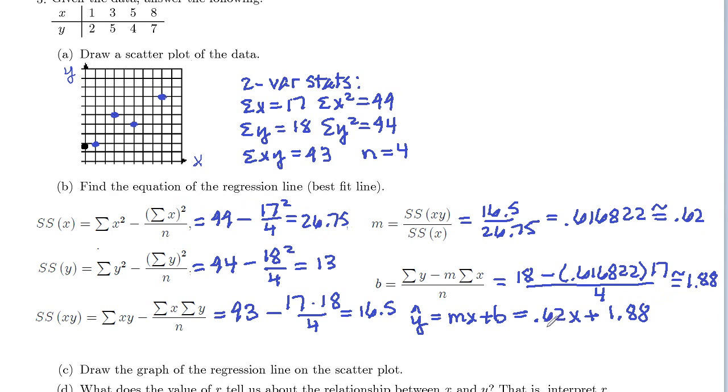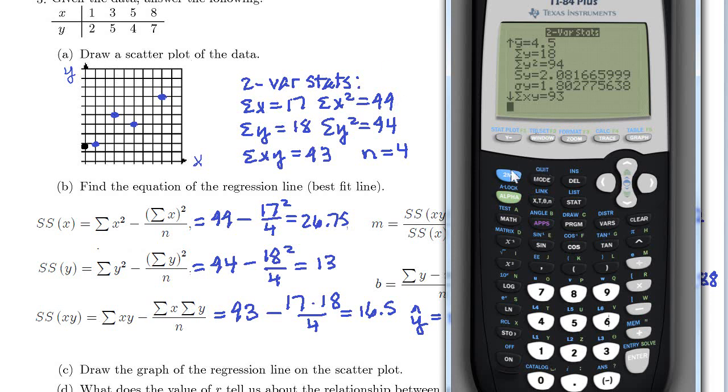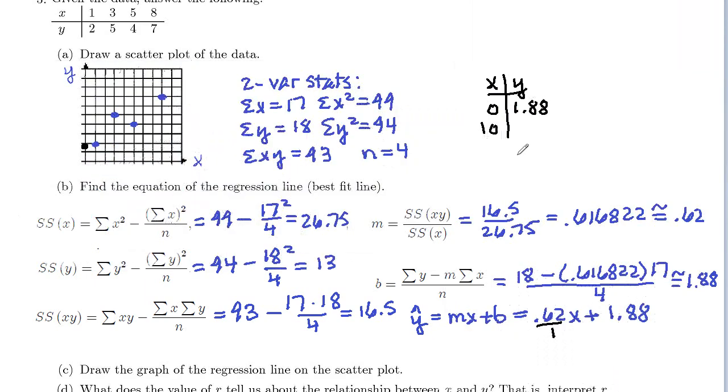Well, it's a little hard to rise 0.62 units and run 1 unit, because remember this is 0.62 over 1 as our slope. So what we could do is a little table of x and y values. We've already got one value. When x is 0, y is 1.88. That's the y-intercept. And then why don't we do, say, x equals 10, and plug that in. So 0.62 times 10 plus 1.88. So 8.08. So go 10 to the right and 8 up. So 2, 4, 6, 8, 10, 2, 4, 6, 8, about right there.